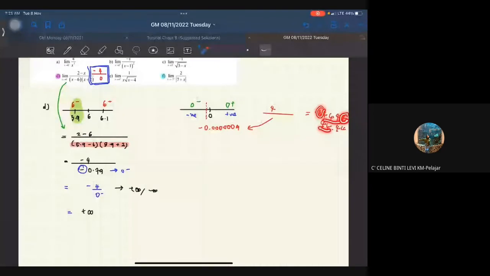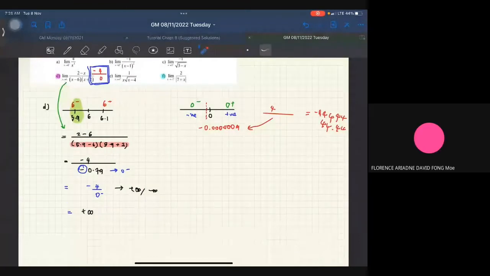Right, so that's why bila awak ada satu nombor, okay, and then you divide it with a very, very small number, you will get a very, very big number. Okay, boleh faham ke? Semua orang okay ke? Alright. Okay, so let's continue.